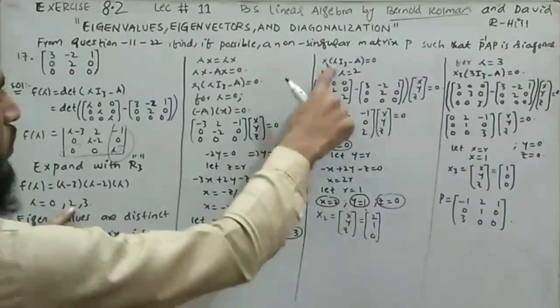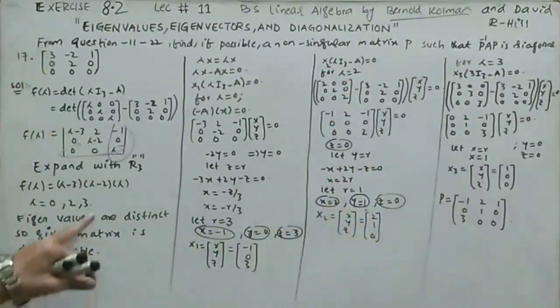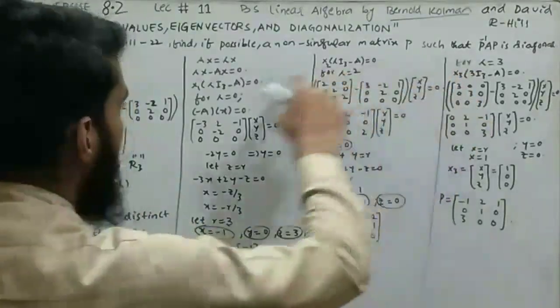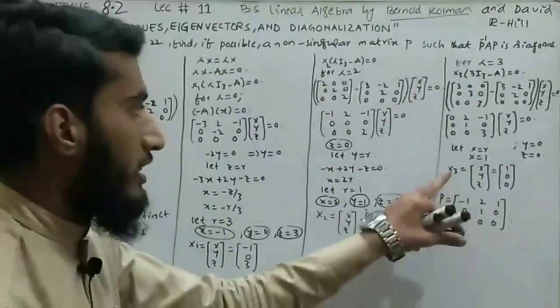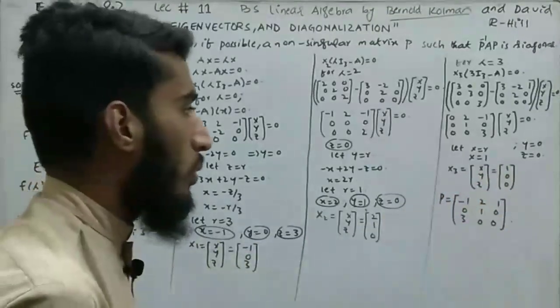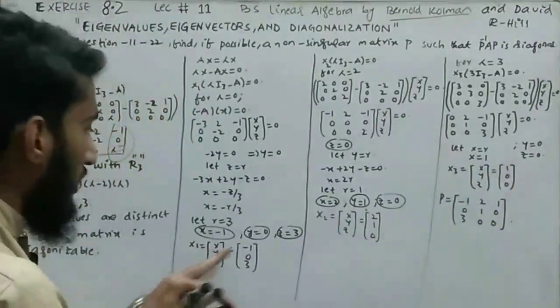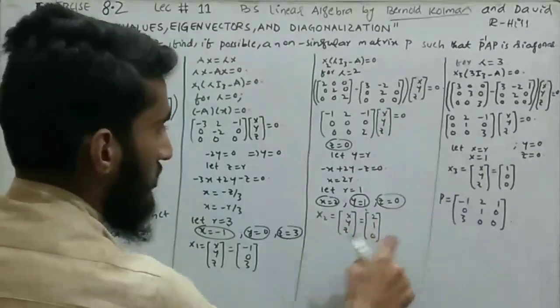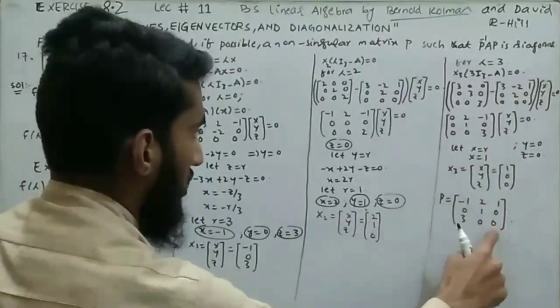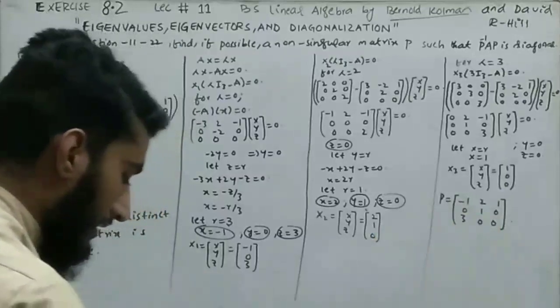Now put lambda 2 over here, so it gives us another eigenvector. Then put lambda 3 over here in the same equation, it will give us another eigenvector x3 is equal to 1 0 0. So the required non-singular matrix will be P is equal to x1 x2 x3. x1 is minus 1 0 3, x2 is 2 1 0 and x3 is 1 0 0. This is the required non-singular matrix.